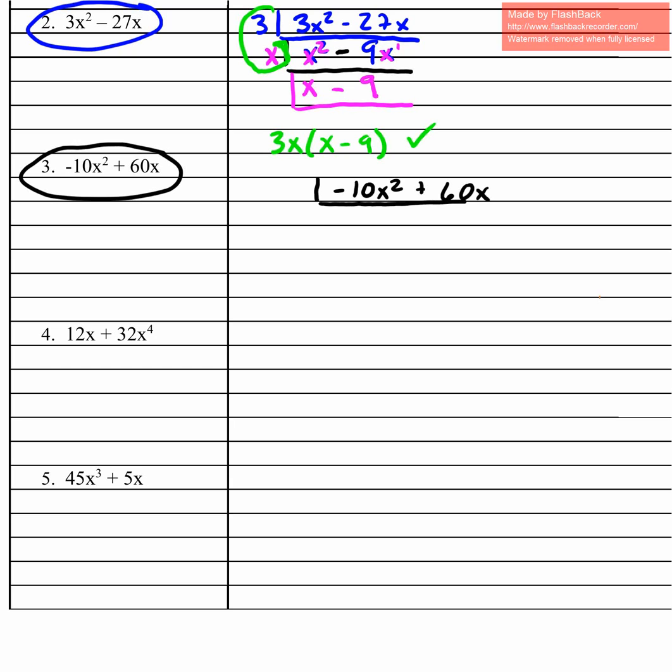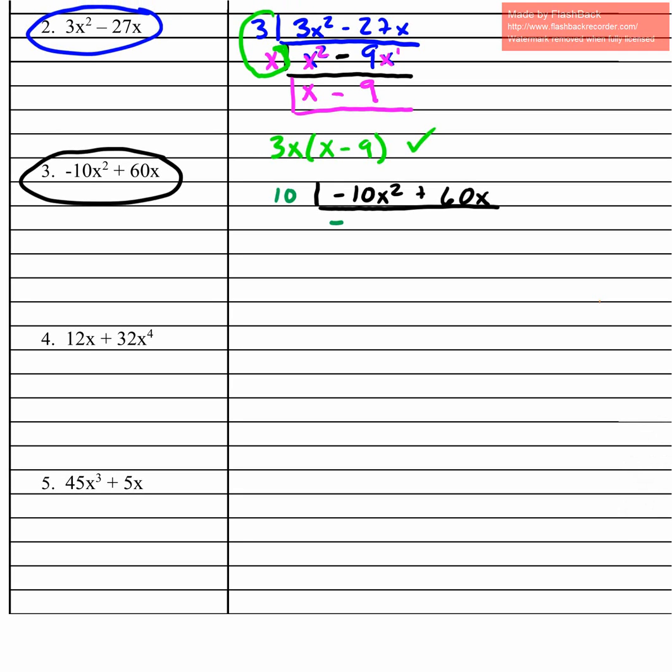I'm going to go ahead and put that around there. And I'm going to look at my numbers, right? So we have a negative 10, but we also have a 60. So what number goes into 10 and 60? 10. Good job. Do not let the negatives bother you. Do not worry about taking out negatives. We'll talk about negatives in the future.